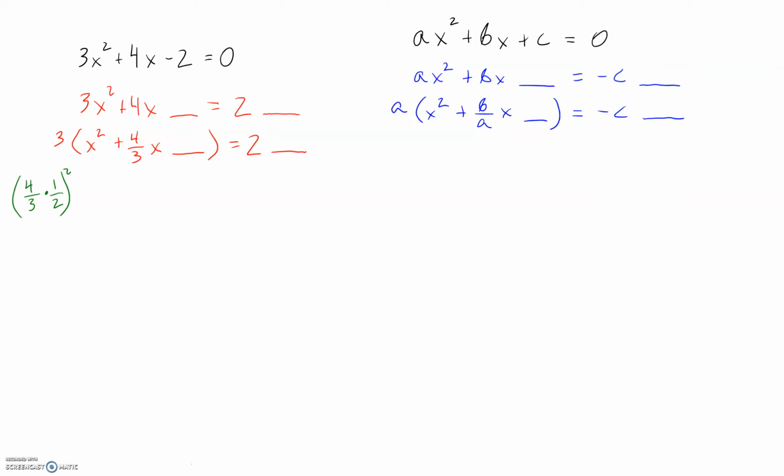So we can cross simplify a little bit here. 4 over 2 would simplify to 2/3. So 2/3 squared is what I'm going to add in that first blank. So 2 squared is 4, 3 squared is 9. I'm going to add 4/9.